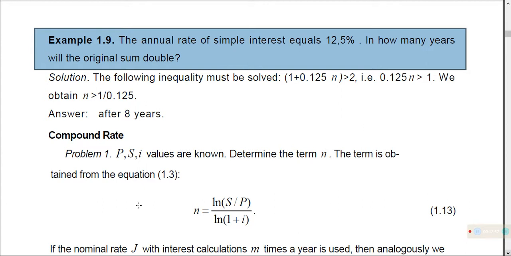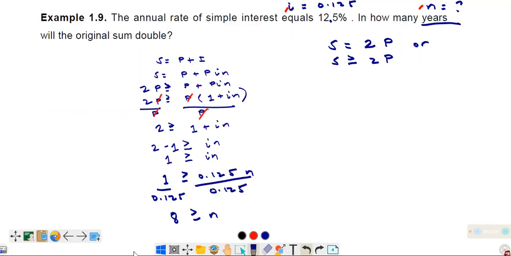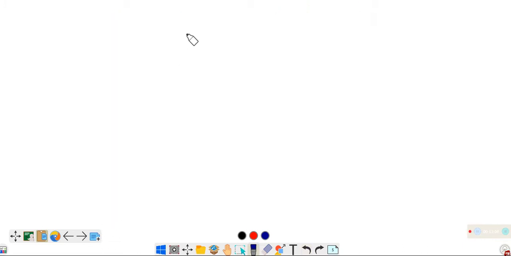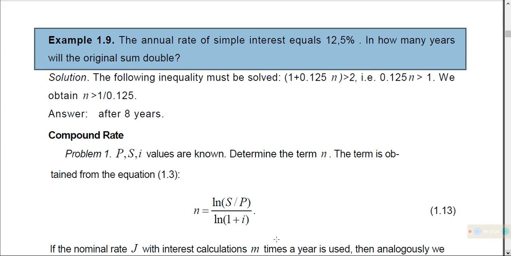Yung meron tayong, singit lang ako dito ng konti. Meron tayong the total sum is equal to the principal times 1 plus I raised to the power of n. Okay? So, dito, meron tayong given formula.